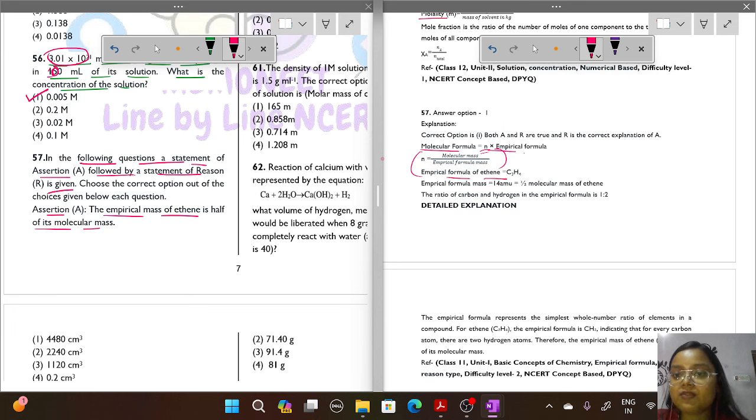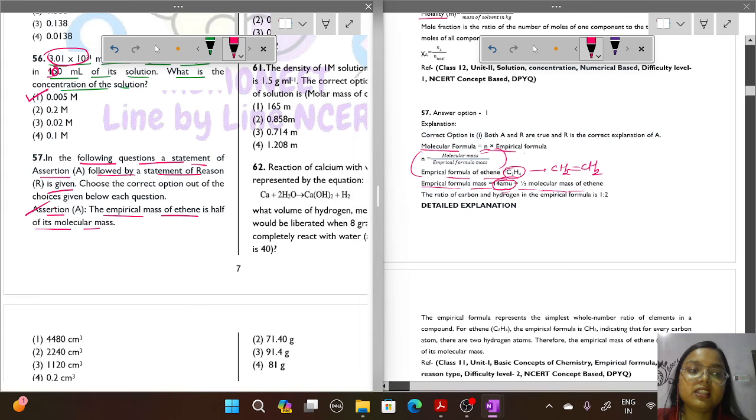The empirical formula of ethene is CH2, and in ethene, C2H4, there is a double bond in the middle. The empirical formula mass comes out to be 14 amu, and that is half the molecular mass of ethene. Ethene has a molecular mass of 28, so the empirical mass is half the molecular mass, right? So the assertion given in the question is correct.